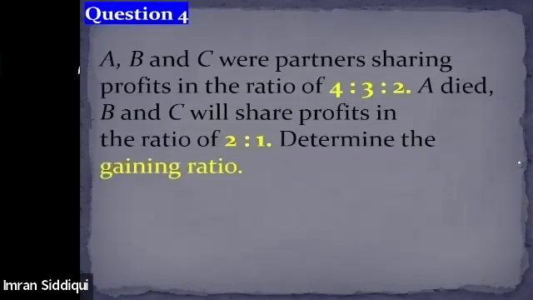Question number 4. So in this question, we need to determine the gaining ratio of the partners. All right. Question is simple. A, B, and C, their profit sharing ratio is 4:3:2. A died, and B and C will share profit in the ratio of 2:1. So this is the old profit sharing ratio, and this is the new profit sharing ratio. Considering both the old and the new profit sharing ratio, we need to determine the gaining ratio of the partners. All right, I'm sure that you will be able to solve this question. I'm giving you 5 minutes. Quickly solve it. Let me know the gaining ratio of B and C.